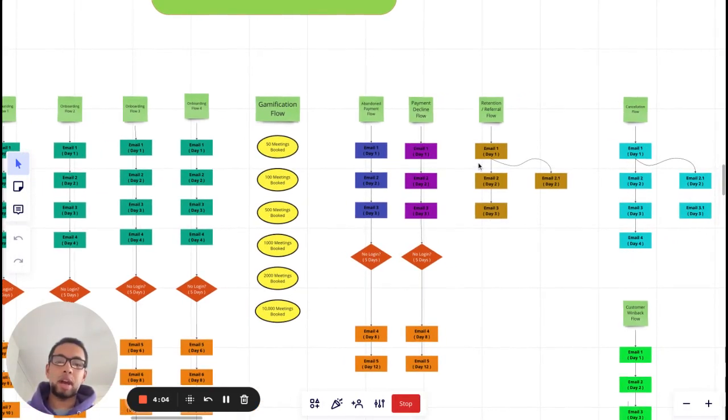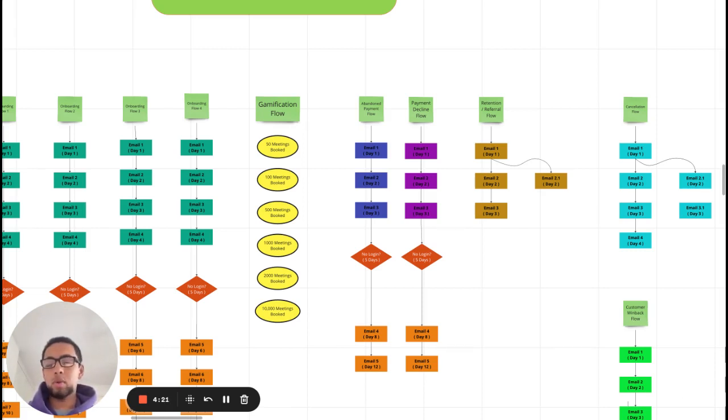You have the abandoned payment and payment decline flow, and the difference here is abandoned payment is when someone goes through to the last step of the payment process, but then doesn't actually go ahead and pay. So for these people, the main thing is that they probably have a price objection. So we need to address this in the abandoned payment flow and try and get them to convert that way.